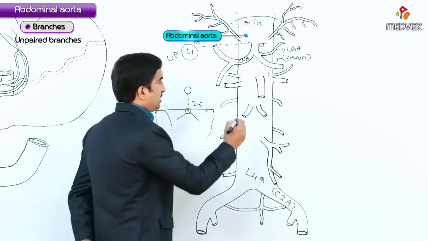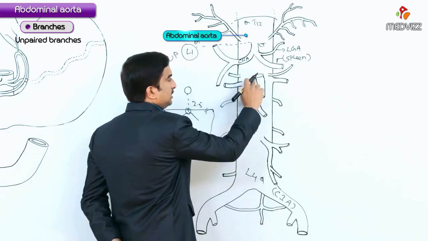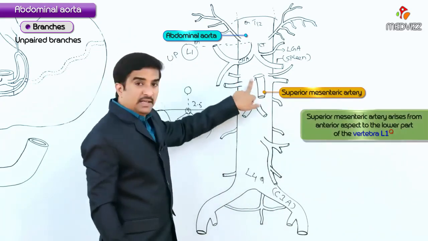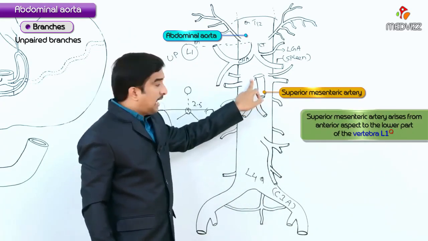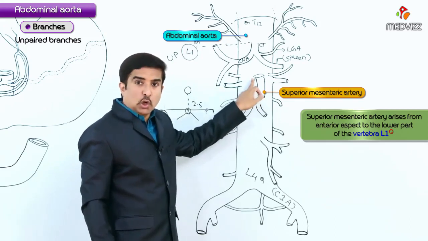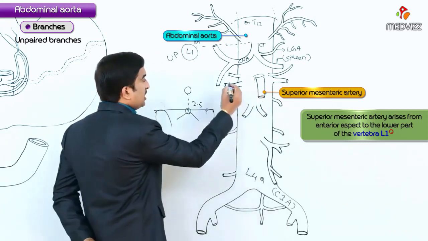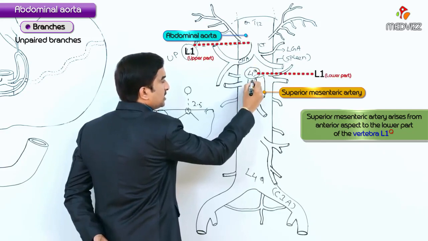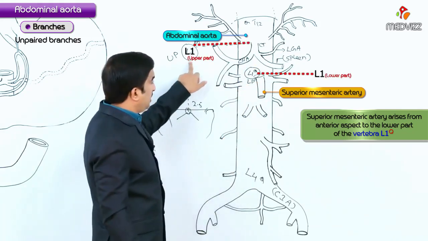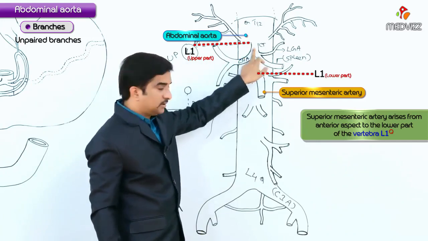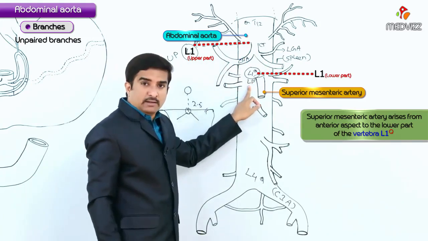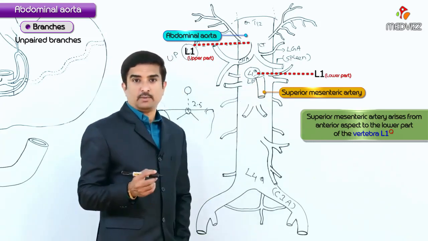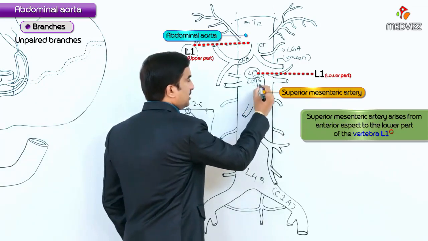Now let us discuss another important branch, called the superior mesenteric artery. The superior mesenteric artery arises from the anterior aspect at the lower part of the vertebra L1. So the origin of the superior mesenteric artery is also at the L1 vertebra, but the lower part. The upper part of the vertebra L1 is related to the origin of the celiac trunk. The lower part of the vertebra L1 is related to the origin of the superior mesenteric artery.